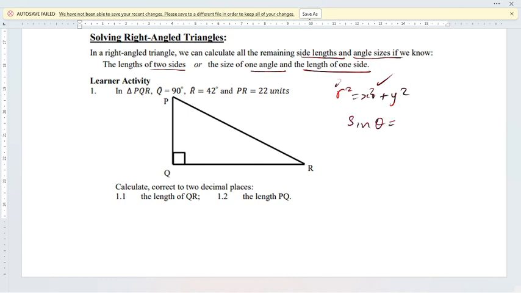So now, look at this problem. Sine of theta equals what do we have? Opposite over, now in the diagram, what is that? Hypotenuse.